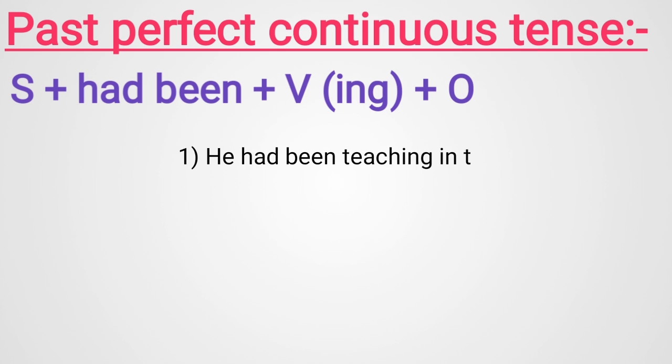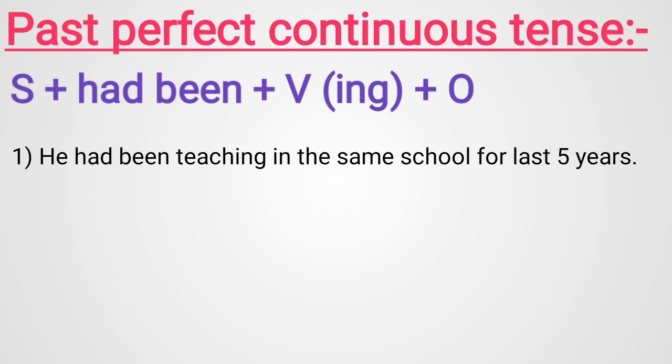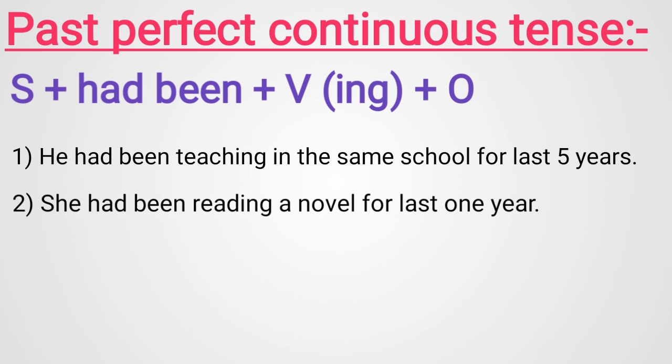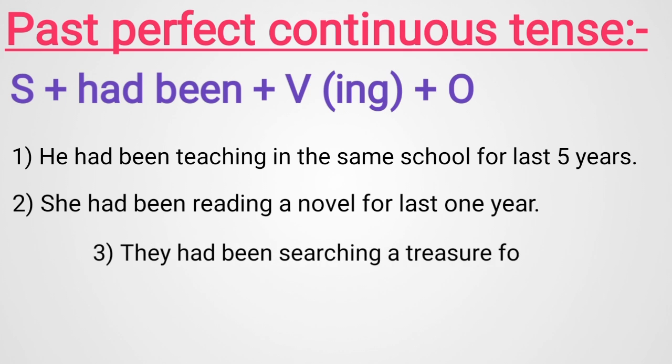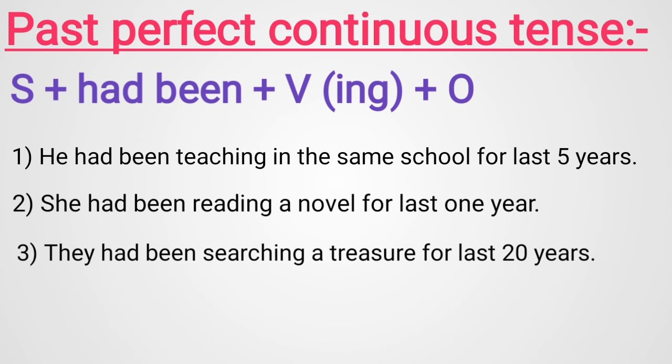For example, he had been teaching in the same school for last 5 years. Next example, she had been reading a novel for last 1 year. Next example, they had been searching a treasure for last 20 years. Here, in the first example, he had been teaching in the same school for last 5 years. I'm talking about past and the action which started 5 years ago and it was going on in the past only, not done.